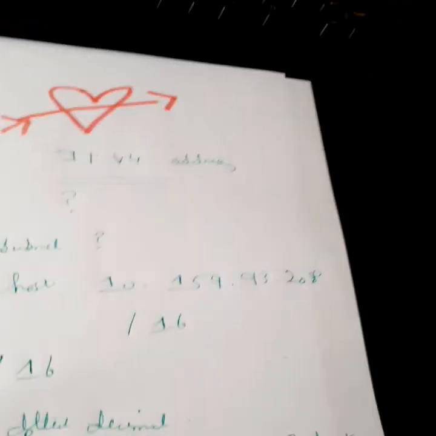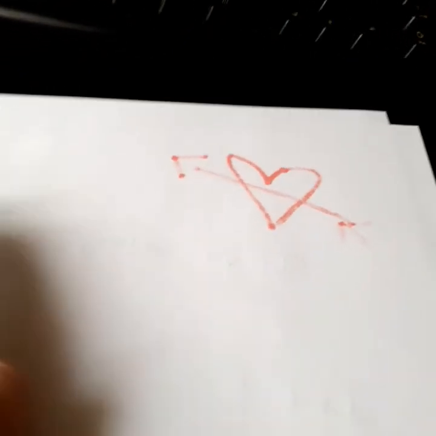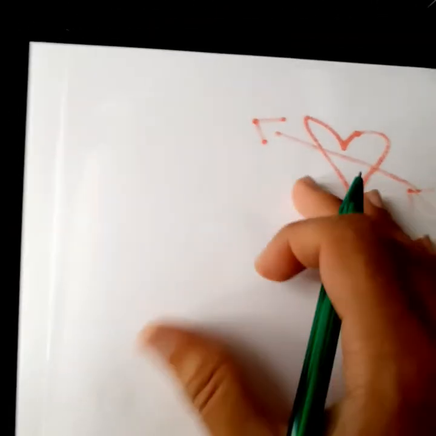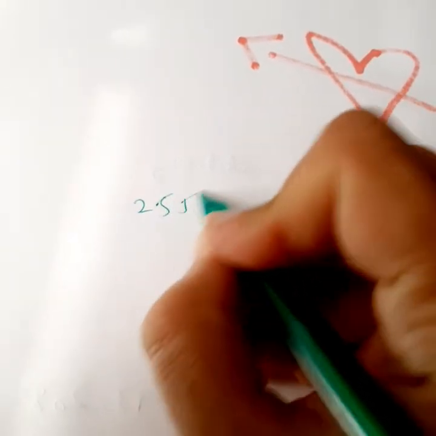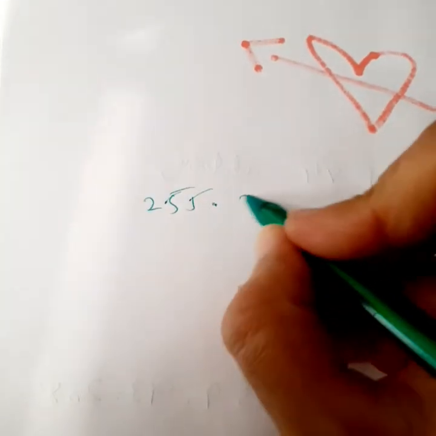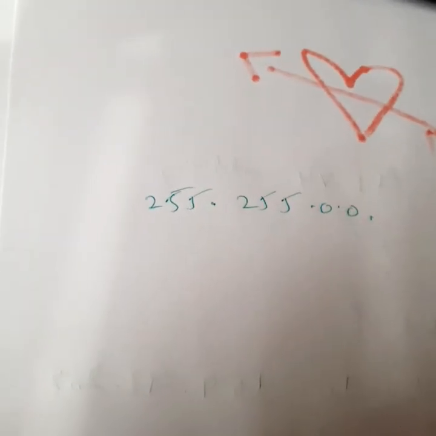Obviously we need to find the subnet, yes. Right, so let's go. Oh my god, the heart looks so brilliant from this side. Right, so now what we're gonna do is we will just write down our 255 subnet mask, obviously. Right, we got our subnet mask here.